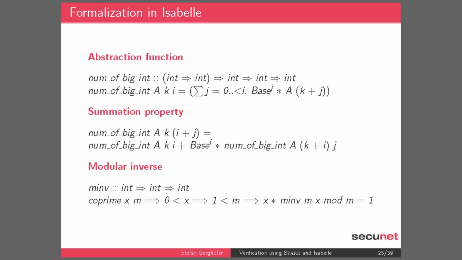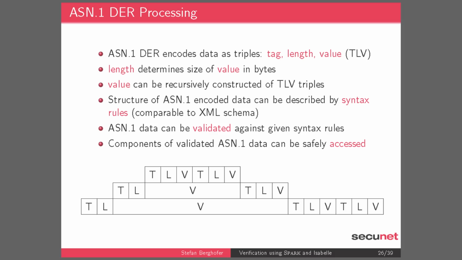So let's come to the second application. The second one is ASN1 processing. We are using the distinguished encoding rules, DER for short. In this encoding, data is encoded as triples containing a tag, a length, and a value. The length just determines the size of the value in bytes. And each value can be recursively constructed of TLV triples again.